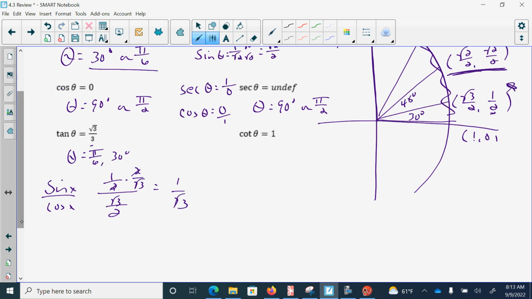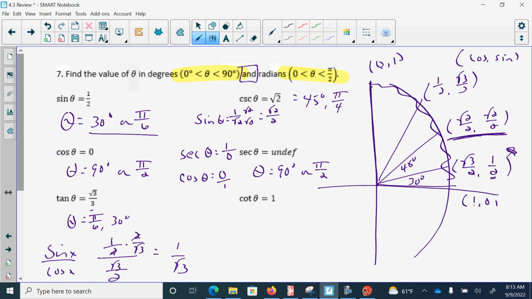If I would have tried the other one, if I would have tried this angle up here, I would have ended up with the square root of 3 over 2 over 1/2, which would have been the square root of 3. So that wouldn't work.